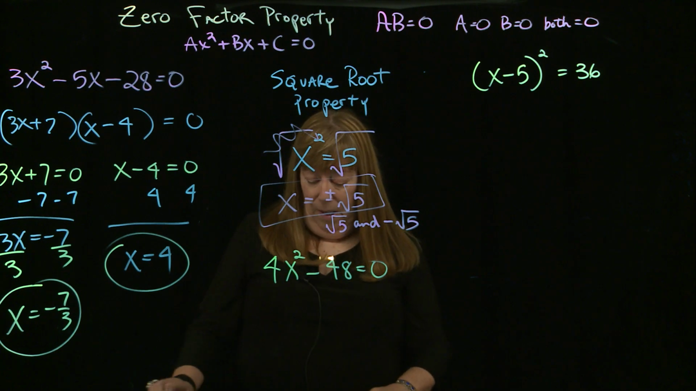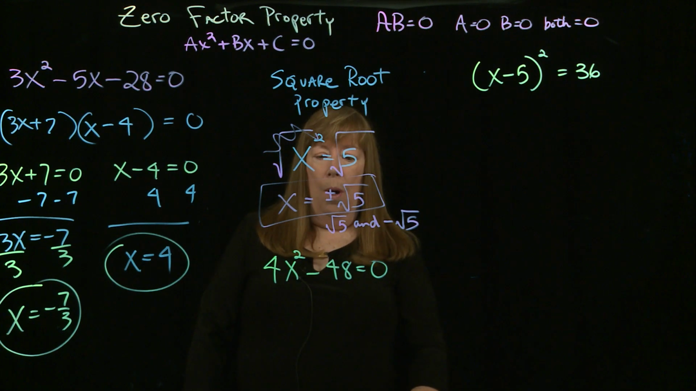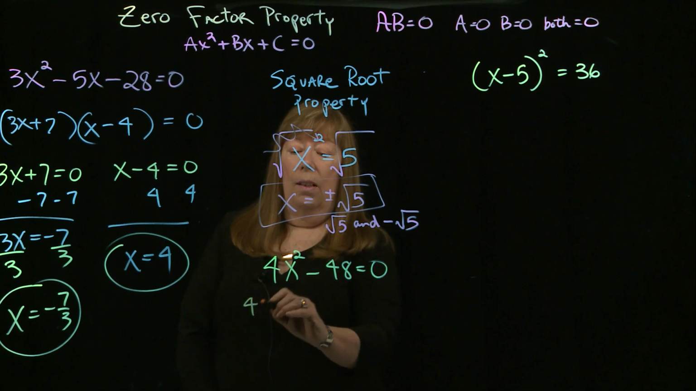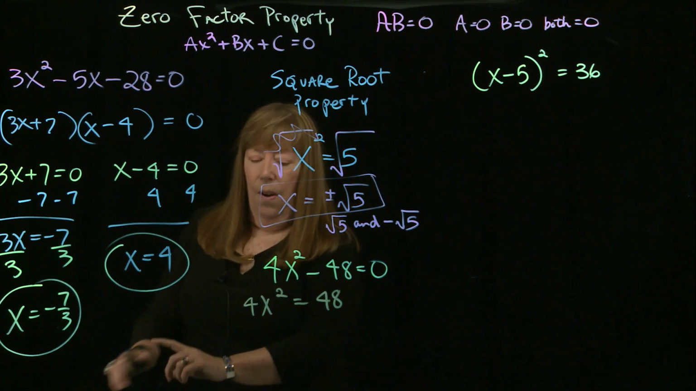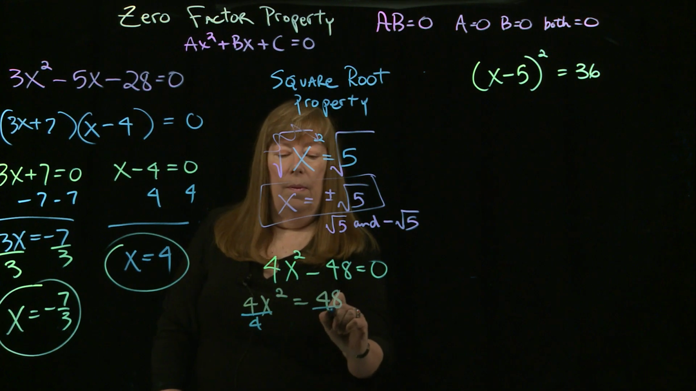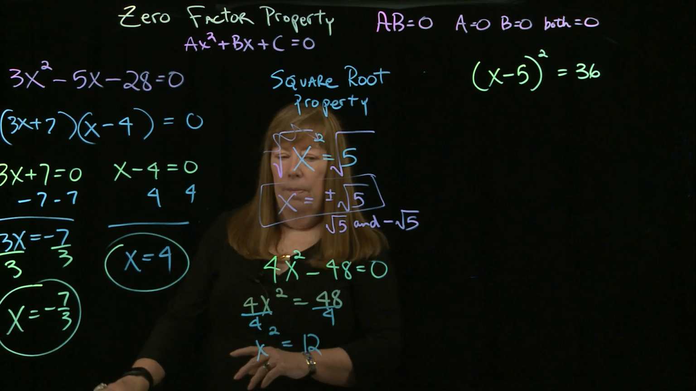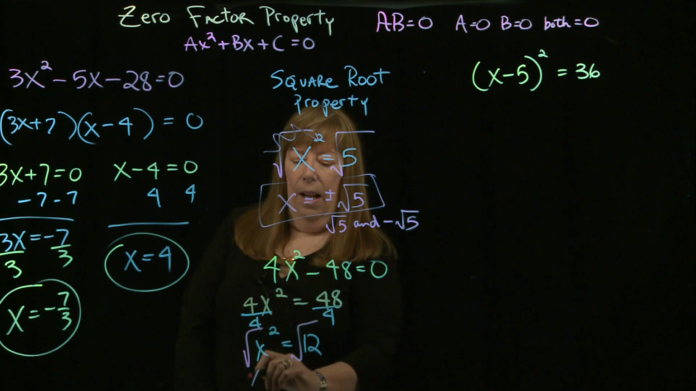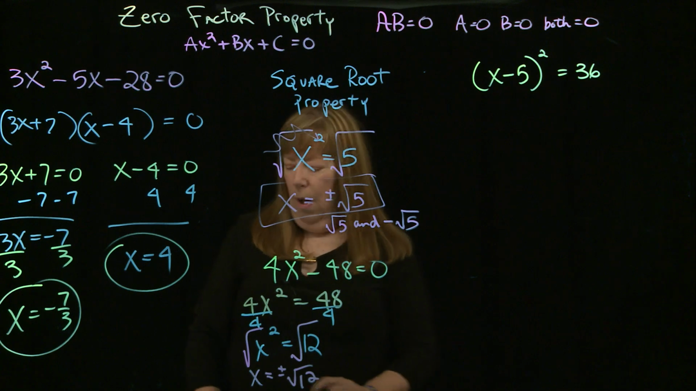Okay, let's try another one. In order to use the square root property, you should probably have the x squared by itself. So let's move the 48 to the other side. 4x squared equals 48, and let's divide both sides by 4. Now I have x squared equals 12. We'll go ahead and take the square root of both sides, and now I have x equals plus or minus the square root of 12.